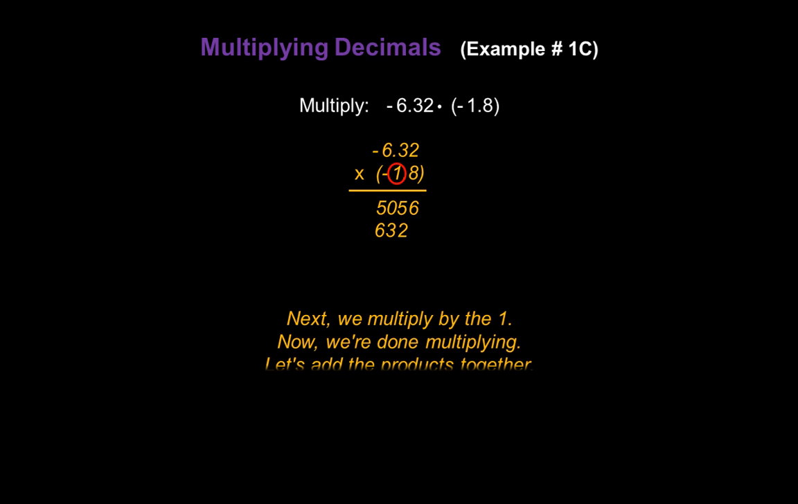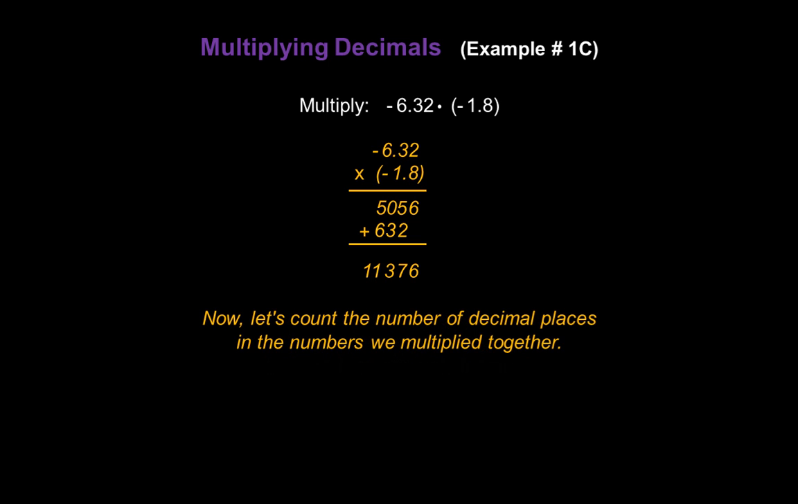Now we're done multiplying. Let's add those products together. The 6 comes straight down. 5 plus 2 is 7. 0 plus 3 is 3. And 5 plus 6 is 11.